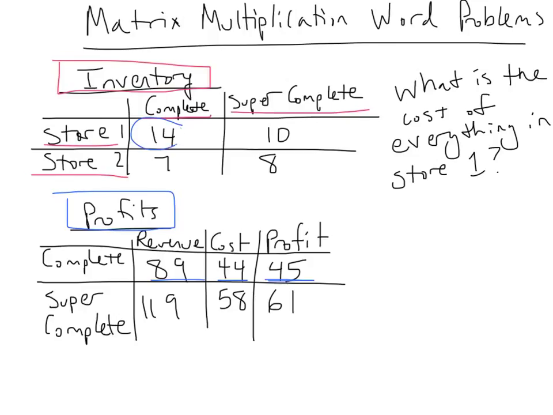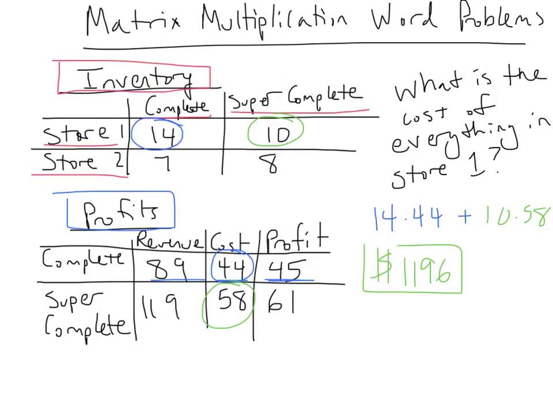So I'd take the number of complete boards times the cost of the complete boards, 14 times 44. And to that I would add the product of the number of super complete boards times their cost, so plus 10 times 58. And when I add that together, I'm going to get $1,196. So there, we've answered the question, no matrix multiplication necessary.